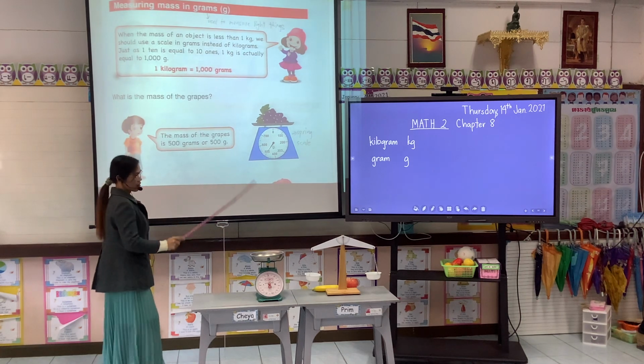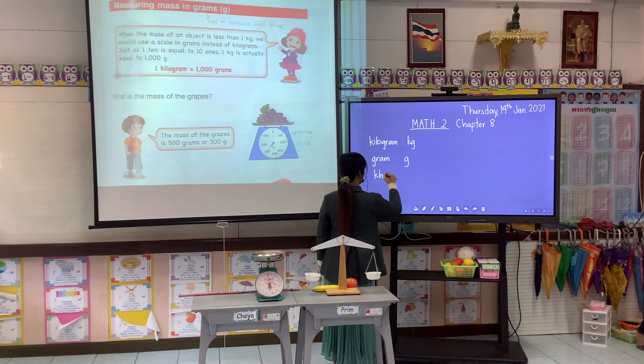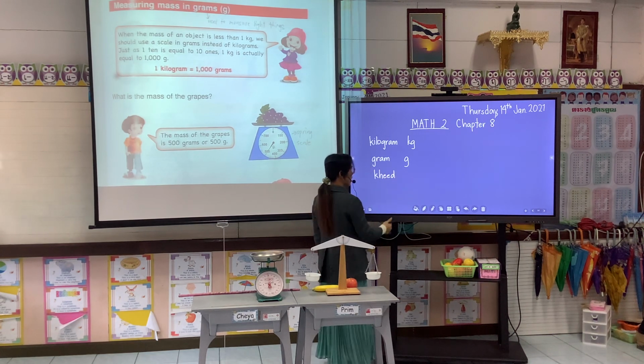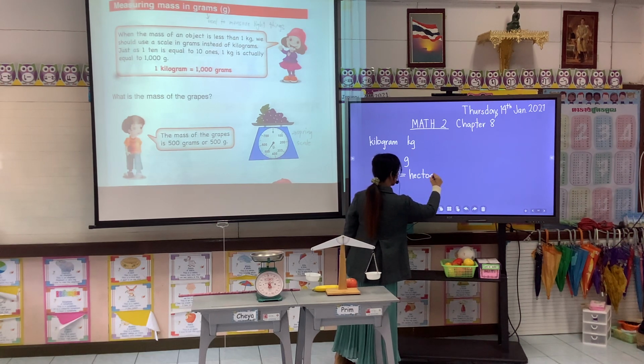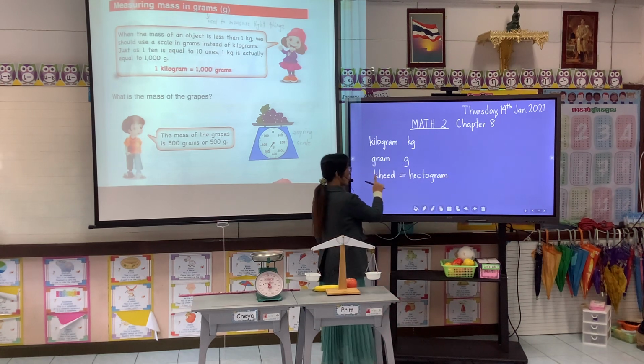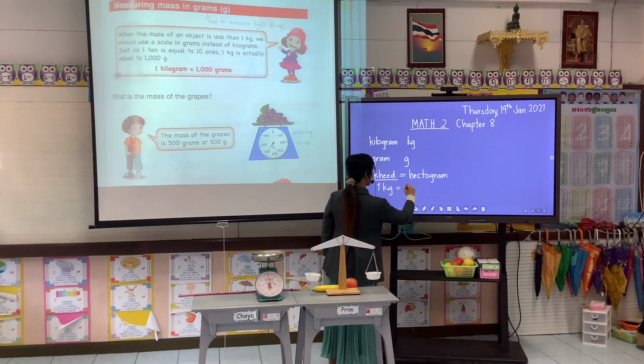And the unit we use in Thailand is, do you know khit? K-H-E-E-D. Khit is the same as hectogram. 1 khit is equal to 1 hectogram, because these units are the same, but in Thailand, we only use khit. And 1 kilogram is equal to 1,000 grams.